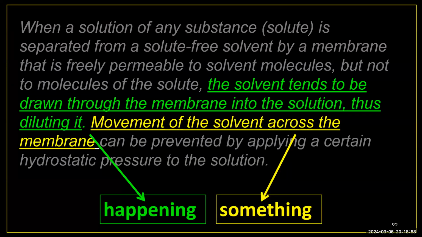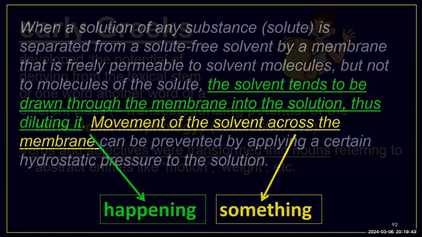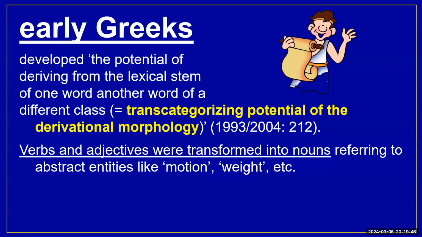But notice then, in the next sentence at the beginning, all of that is repackaged into a nominalization that occurs as the subject and as what we call theme. "Movement of the solvent across the membrane." Taking a happening described in very dynamic terms, using verbs, using processes, and changing that into a something, a noun, fixed, which now can be talked about. It's this repackaging that is called a grammatical metaphor. Turning verbs into nouns.